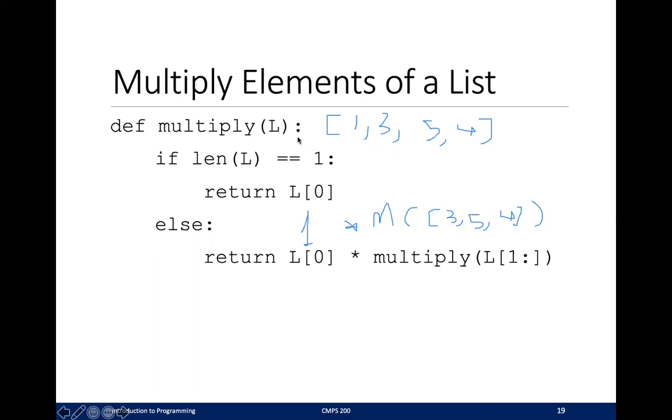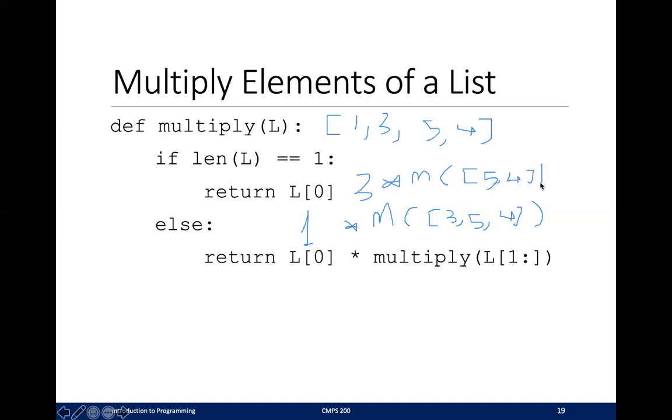Now L, in the second call, is 3, 5, and 4. Is the length of L equal to 1? No, it's not. So I'm going to get here, and I'm going to multiply 3, so L of 0. Now it sees L as this, right? All it sees is that it has 3, 5, and 4. So it's going to take 3 out and say times M of 5 and 4. Right? So now I have 2 elements, and I'm calling the function again on it.